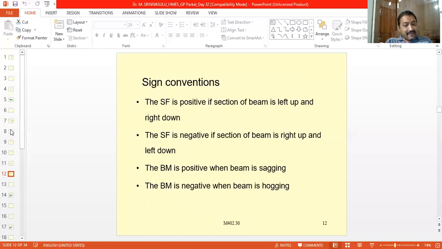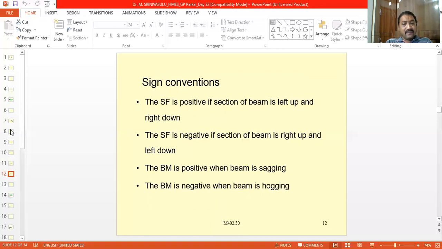The sign conventions we have already studied, and just for your remembrance, I'm repeating. The shear force is positive if the section is left up and right down. So if the shear force is acting downwards to the right, or upwards to the left, it is positive. The negative means the reverse direction. Very simple. The shear force is negative if the section of the beam is right up and left down.